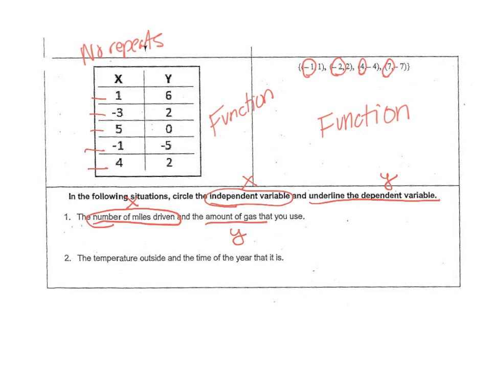The next one is the temperature outside and the time of the year that it is. If we think about this, we mentioned that if we have a unit of time, whether it is days, weeks, months, seconds, whatever, that is most likely our independent variable, and that's true here. So the time of the year is going to be our independent variable, x, and the dependent variable is going to be the temperature that it is outside.